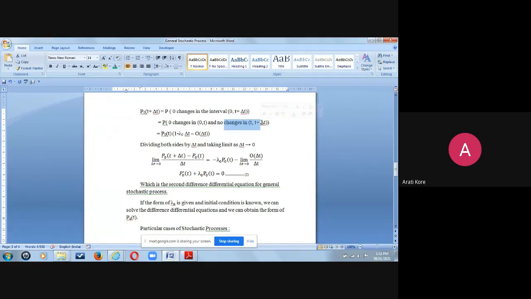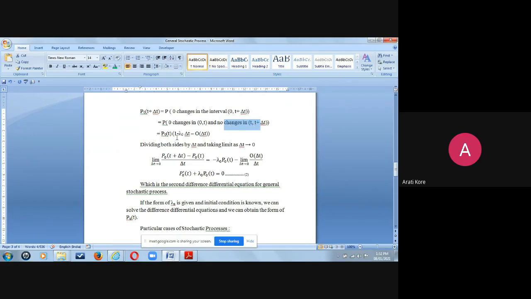Right? Up to 129 the share price did not change, and from 129 to 130 also there was no change. So then only there will be total 0 changes in the share price, isn't it? What will be this probability? Probability of zero changes in 0 to t is P0t, isn't it? And no change in t to t plus delta t.